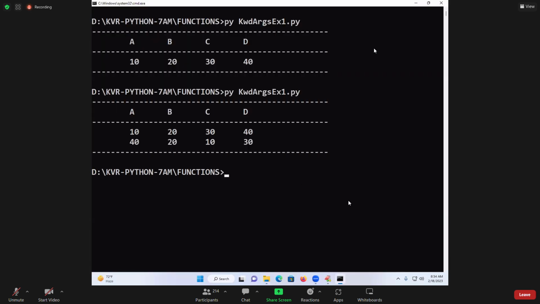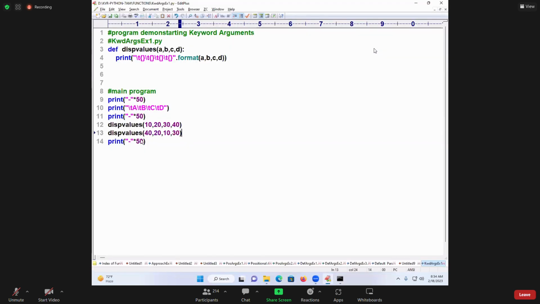Go to my function and say, I want to pass 40 to whom? D. I will write D is equal to. D is the formal parameter name which I am using in my function call. It looks like a key as well as a value. That's why they named it a keyword argument, because I am using it inside the function call. Comma. What is next? B is equal to. Next what? A is equal to. C is equal to.